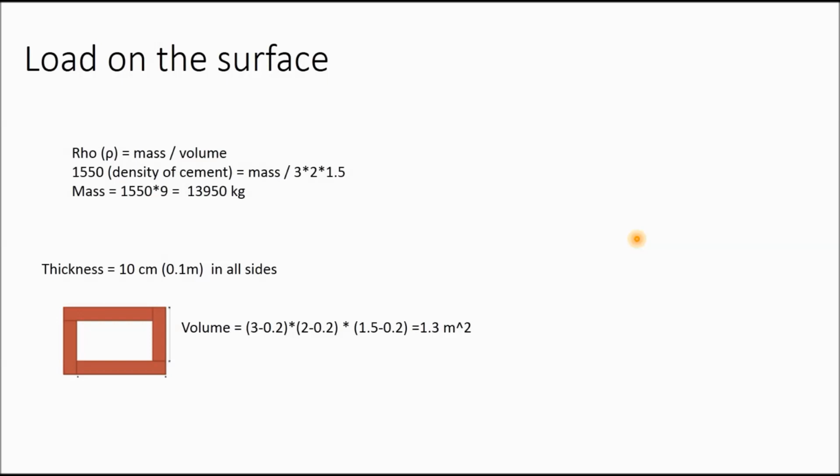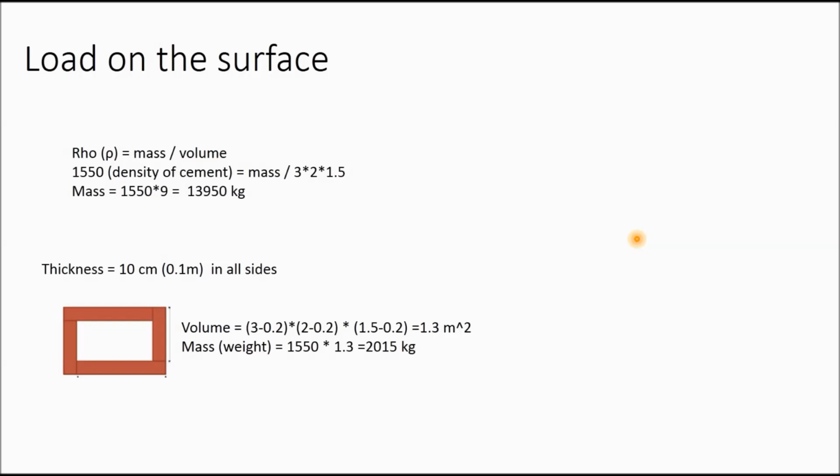Sorry, it is a volume. It is 1.3 meter cubed. So now if I calculate with the same equation, mass is equal to 1550 into 1.3, density into volume, and it comes to around 2015 kg. 2015 kg, I think, is very less and pretty okay for me to construct.